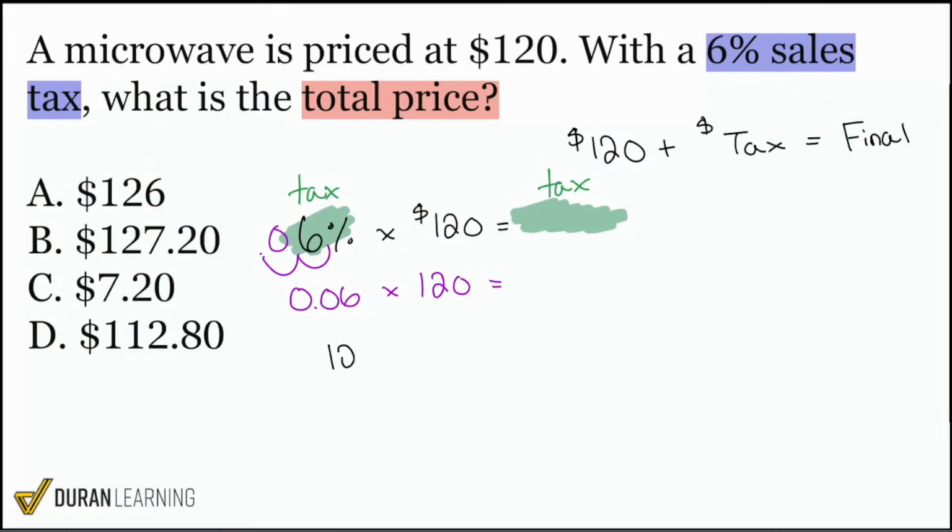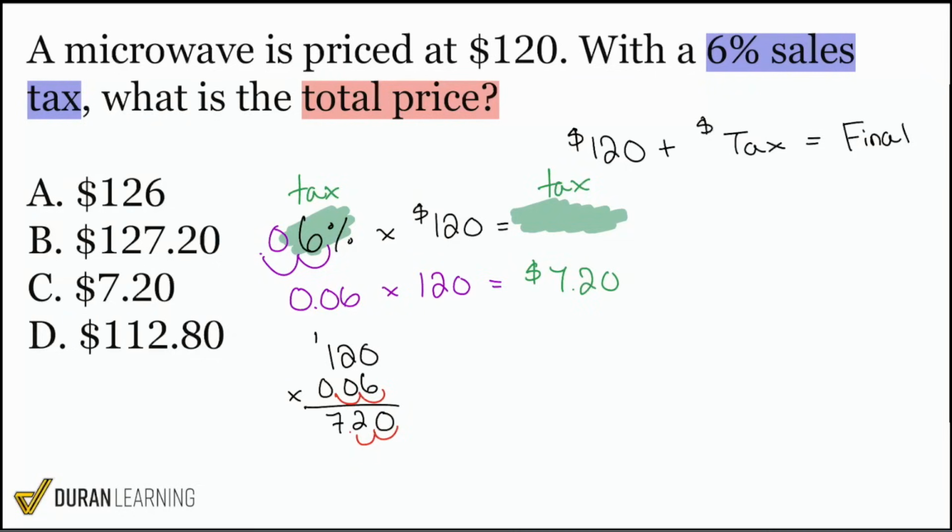So we have, here we go, 120, 0.06. And I can just move that over ever so slightly to line it up properly. And here we go. 0 times 6, that's going to be 0. 2 times 6, that'll be 12, carry the 1. And then we have 1 times 6 plus 1, and that's going to be 7. So it's not 720. It's going to be, move that over twice, move that over twice. That's going to be $7.20.